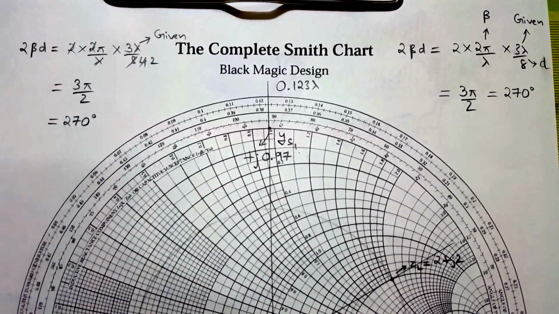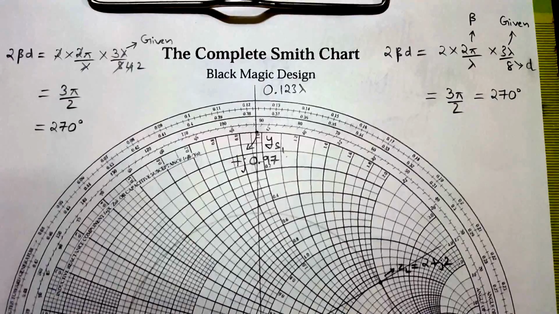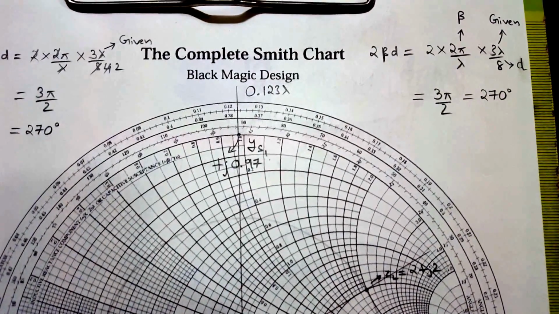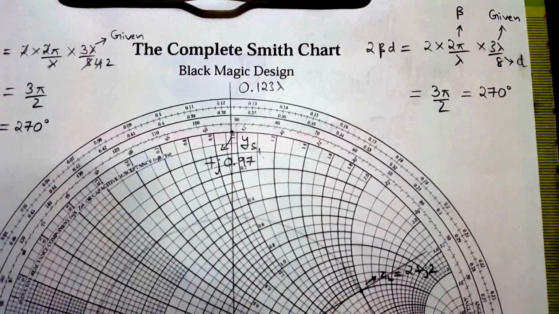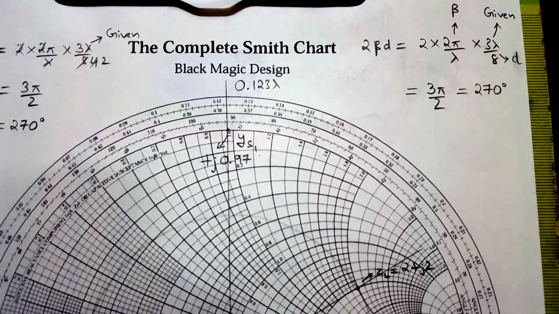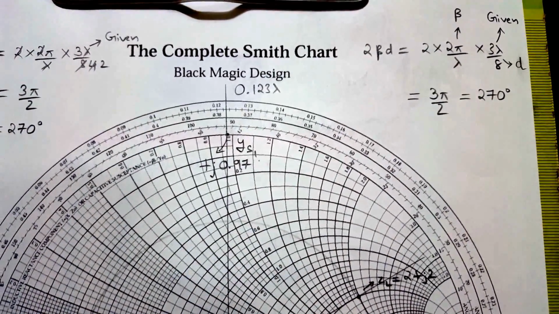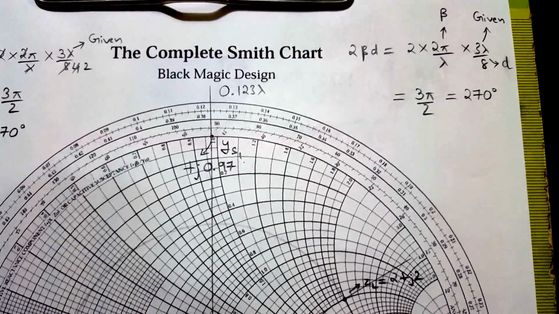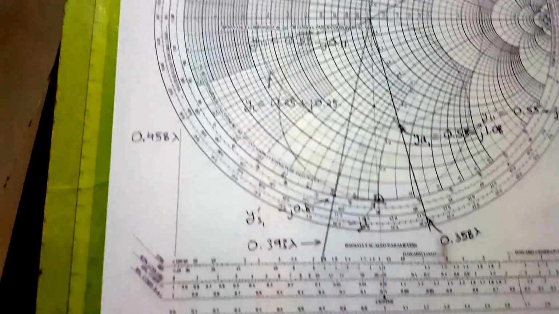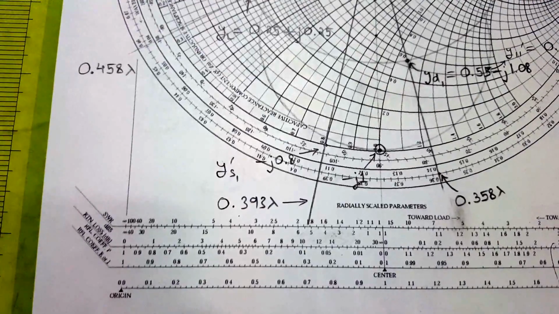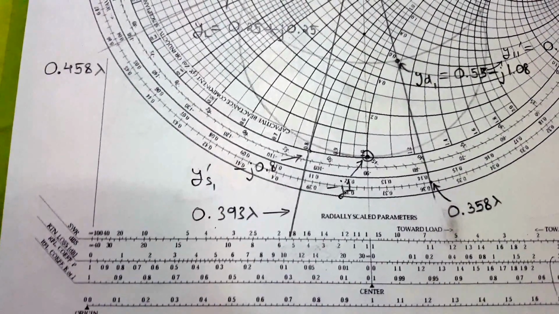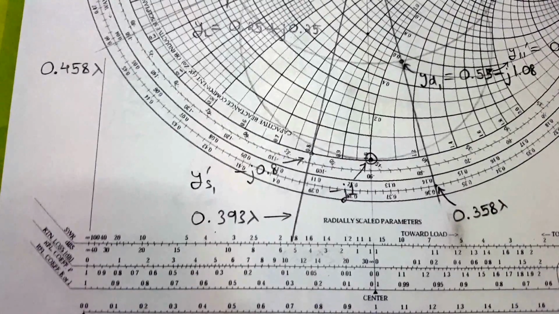Now we plot YS1 and YS1 dash on the Smith chart and obtain their values in terms of lambda. The value of YS1 in terms of lambda is 0.123 lambda and the value of YS1 dash in terms of lambda is 0.393 lambda.